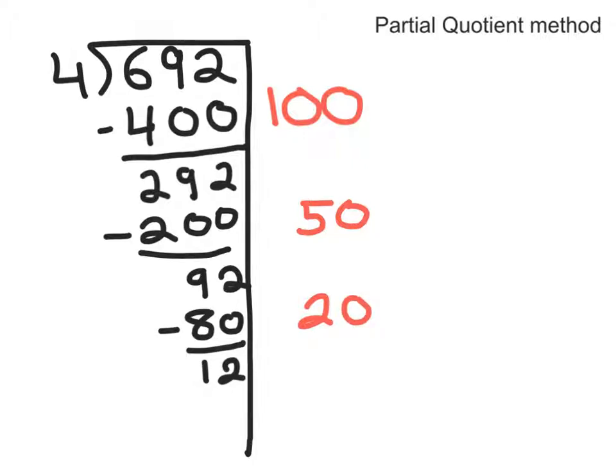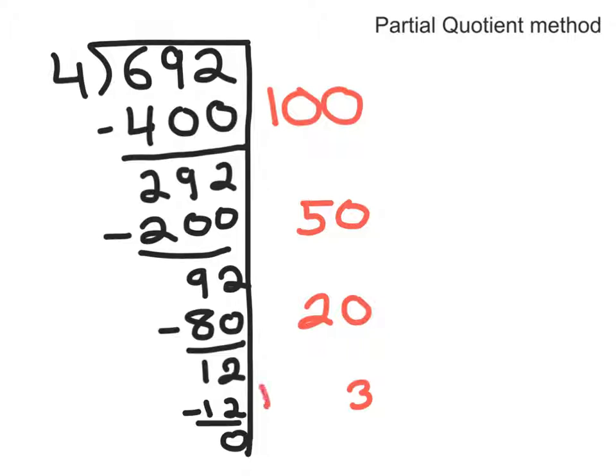Okay. Now I have to think again. 4 times what number will get me close or exactly equal to 12? Oh, I know. 3. Now I know that 4 times 3 gives me exactly 12. And I subtract it, and 12 minus 12 is 0. So now I know that I'm done.